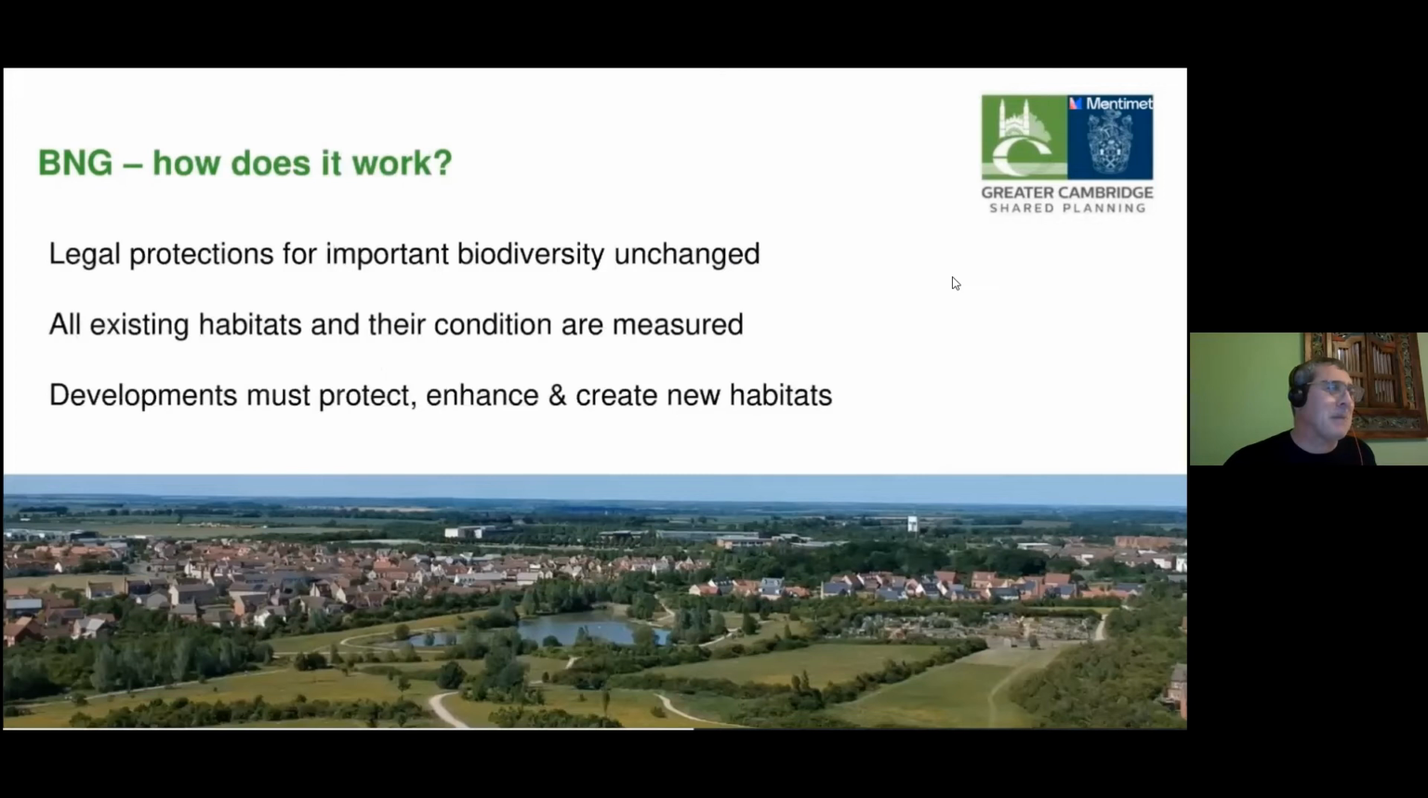So how does it work? Briefly, conscious of time. Well, one thing Biodiversity Net Gain doesn't do, it doesn't change legal protections for important biodiversity. That stays unchanged. All existing habitats and their condition on a site, so on a proposed development site, before any spades go in the ground, we need to capture what the base conditions are for the biodiversity on that site. We need to measure the habitats, we need to measure what's there.